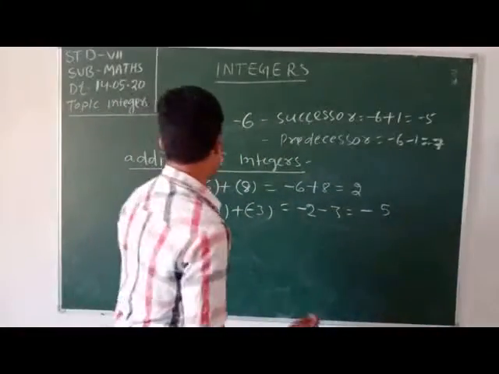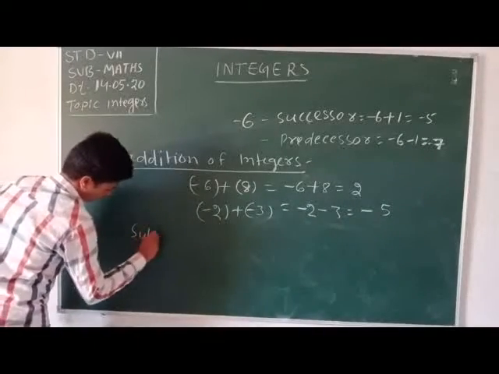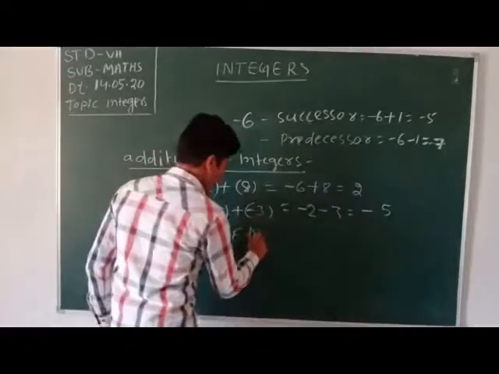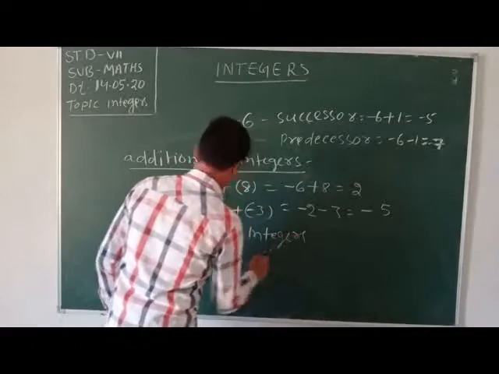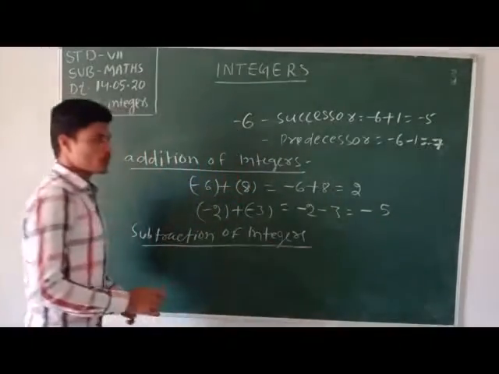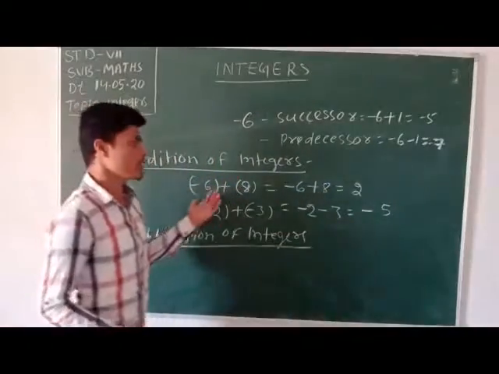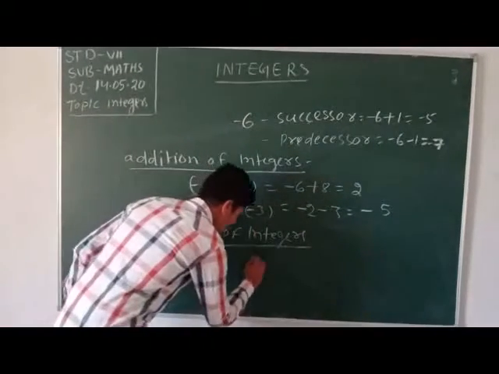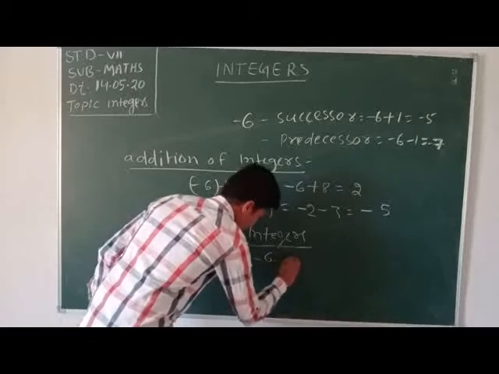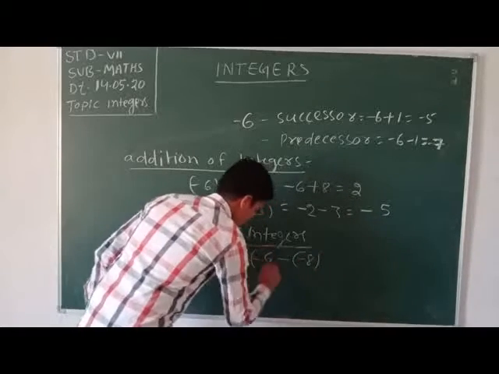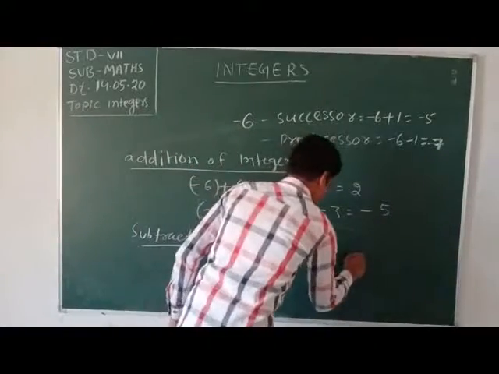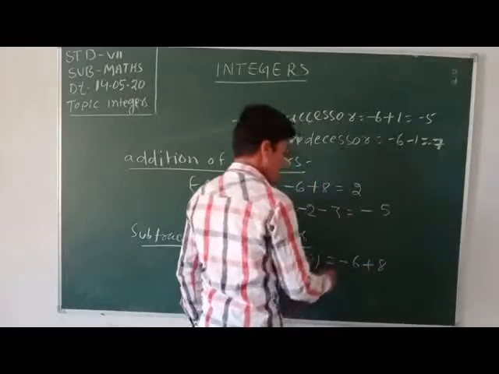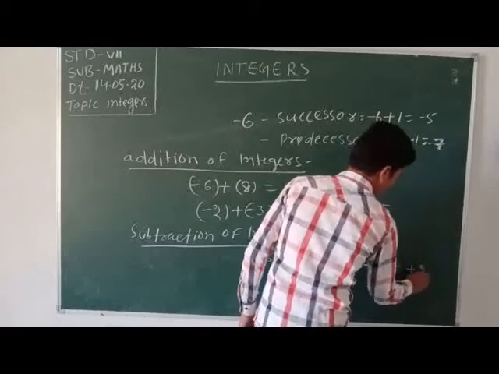Now we learn about subtraction of integers. All of you properly understood how to do the addition of integers. Now we learn the subtraction of integers. See the board. Let minus 6 minus minus 8. Minus into minus gives plus, so minus 6 plus 8 equals plus 2, which is the integer.